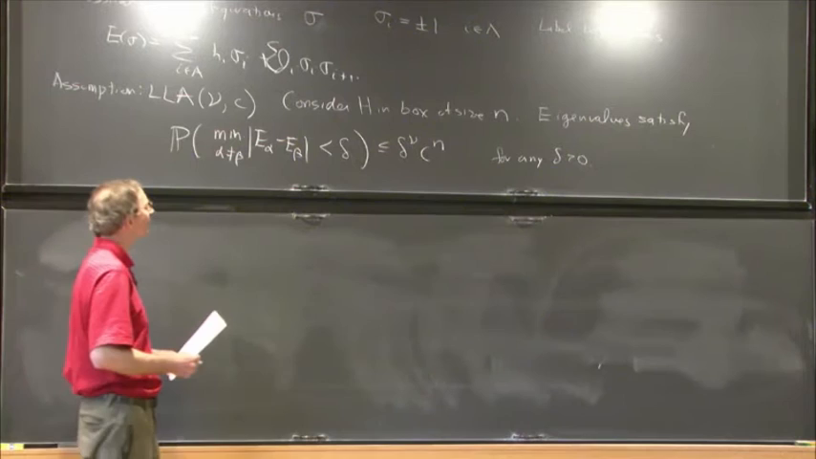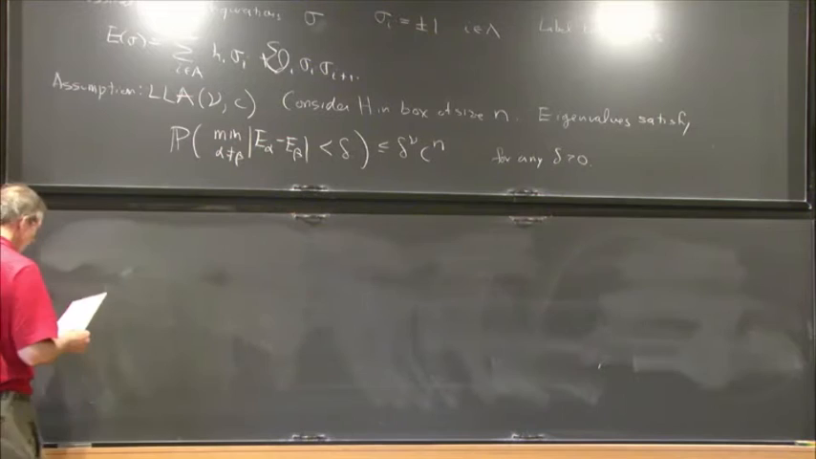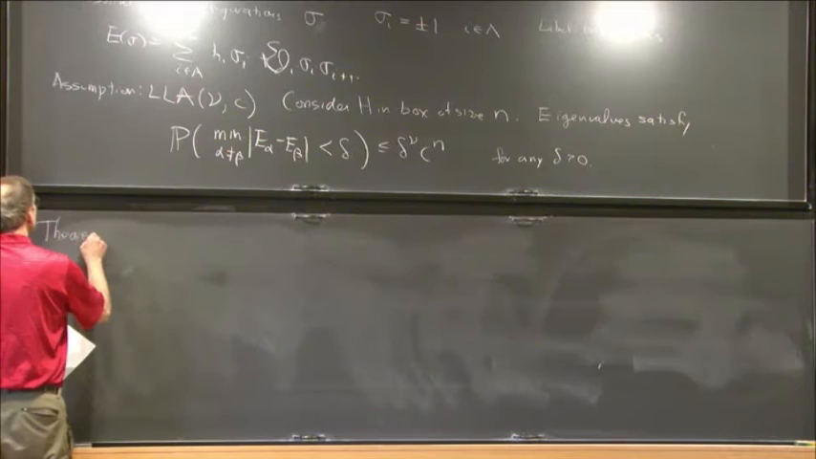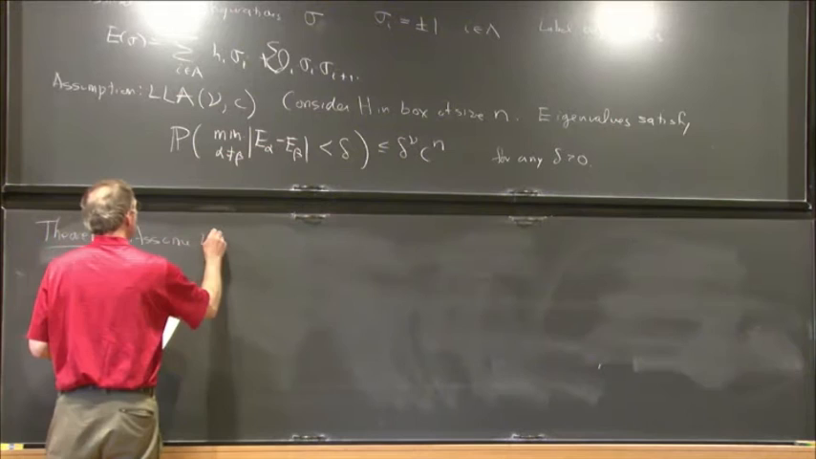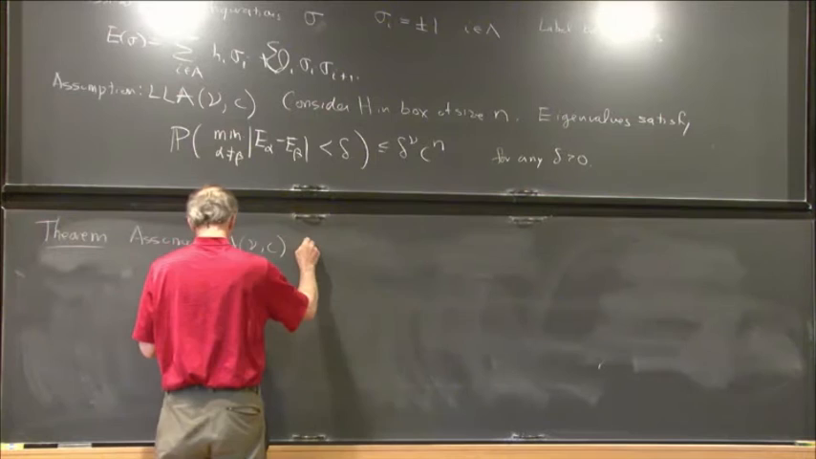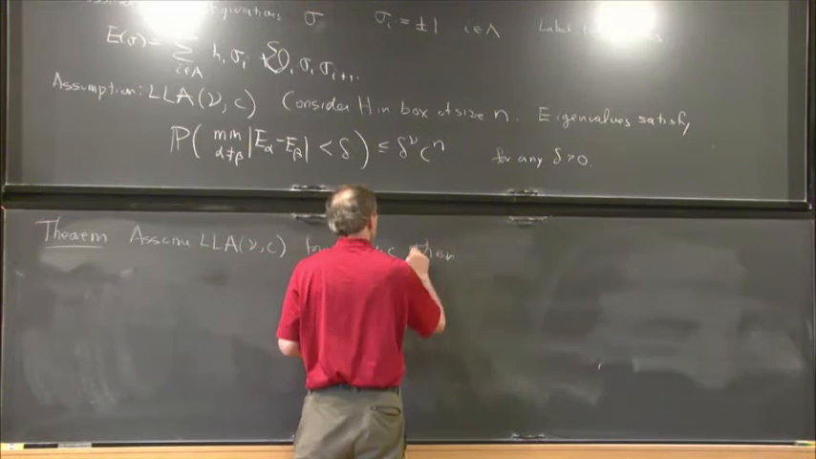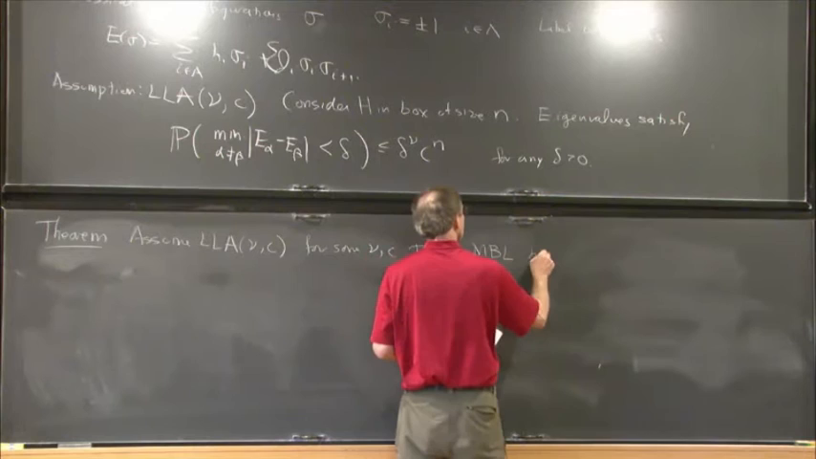Okay, so then the theorem is: if you assume limited level attraction with nu and C, then many-body localization holds, where gamma is sufficiently small.